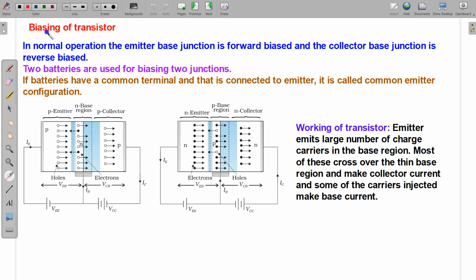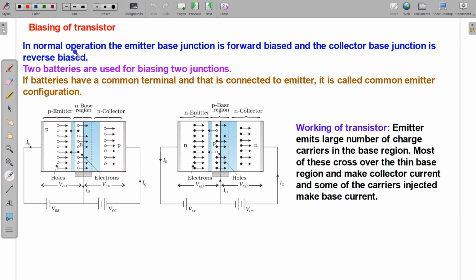Next topic is biasing of transistor. So how do we connect transistor in a circuit? How do we do the biasing? Whenever we connect a PN junction or something in the circuit, we call it biasing. And how do we connect it?